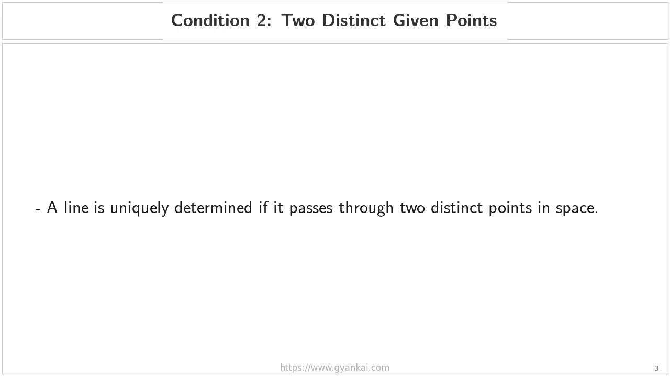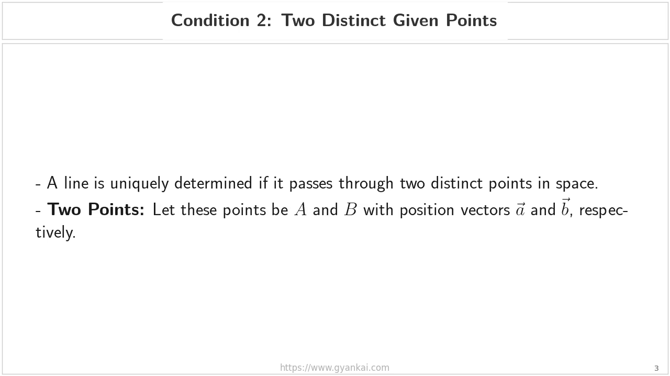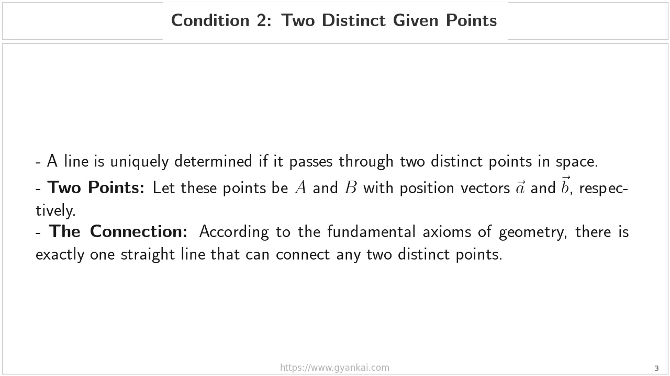The second way a line is uniquely determined is simply by passing through two distinct points in space. Let's break this down conceptually. Suppose we have two different points, which we will call point A and point B to describe their locations in our three-dimensional coordinate system. We use their position vectors, which we'll denote as a vector for point A and b vector for point B. Now, why does this work?